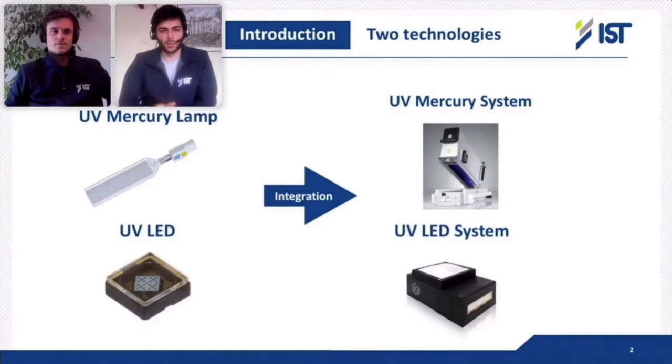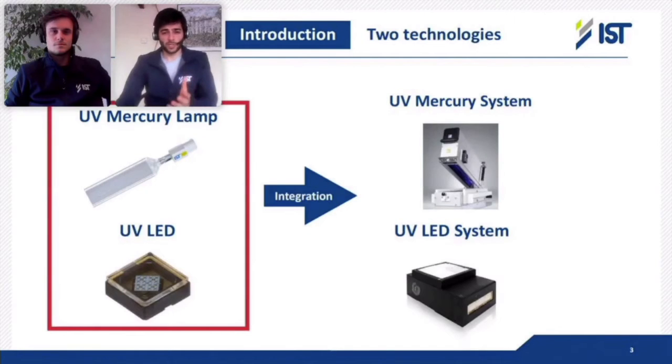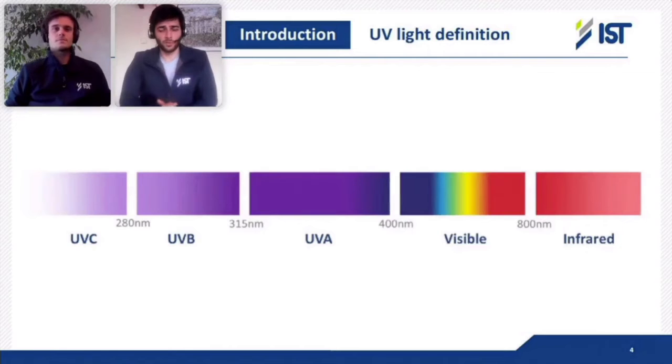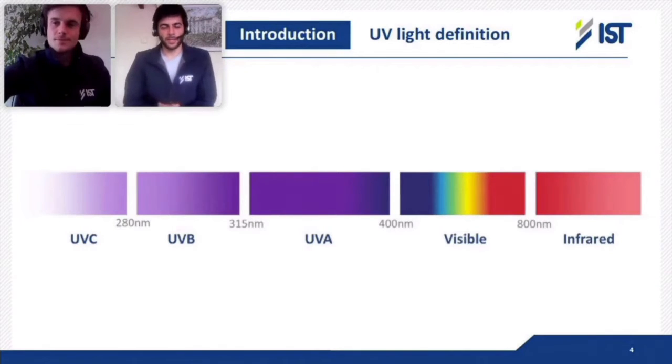First of all, we need to distinguish the component, the technology, UV mercury or UV LED, and the system, mercury or LED. Today we are going to talk about the differences of the component, of the technology. First, just a quick reminder of the UV spectrum. The UV spectrum goes from UVC to UVA.